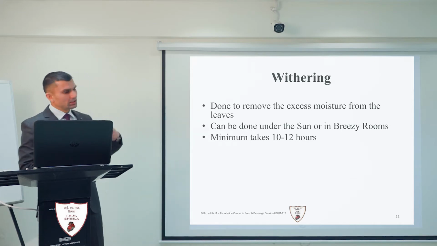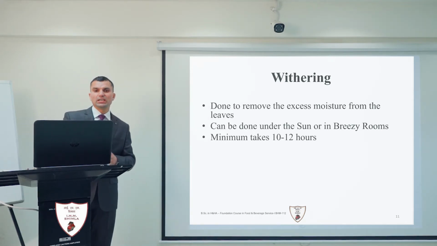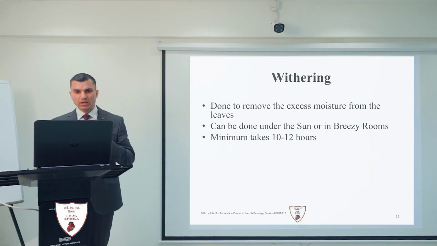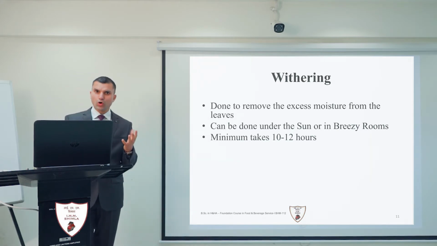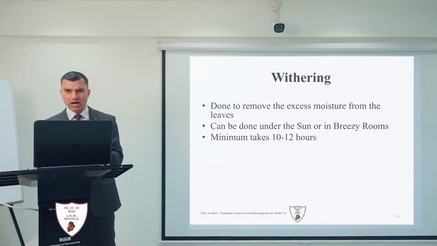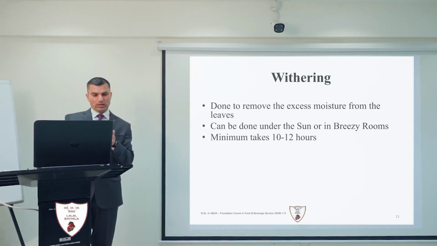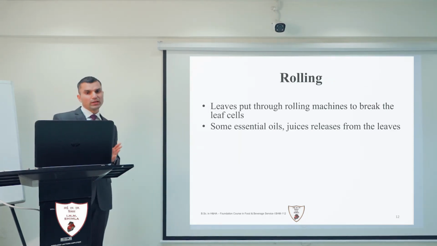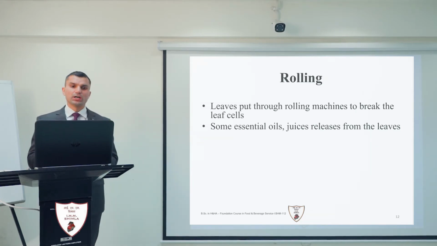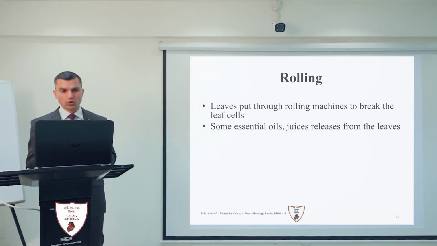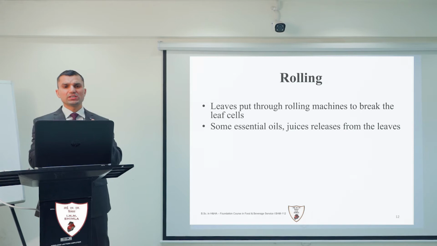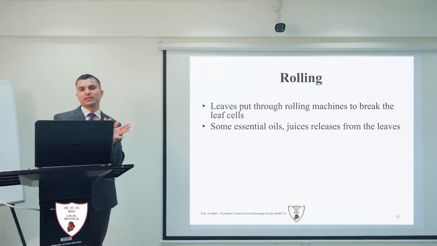The next step in the process is withering. Basically, it is done to remove the excess moisture from those leaves. After the plucking, we keep those leaves under the sun or in breezy rooms, and usually this entire process takes 10 to 12 hours minimum. After this process, our leaves get dry. The next step is rolling. In rolling, leaves are put through rolling machines which break the leaf cells, and during rolling, some essential oils and juices are released from the leaf. During this process only, the CTC and orthodox methods change.